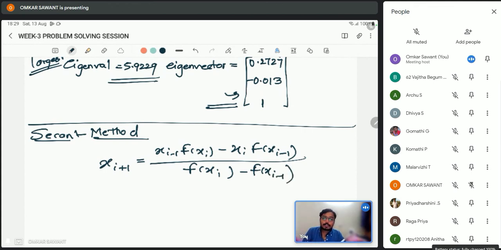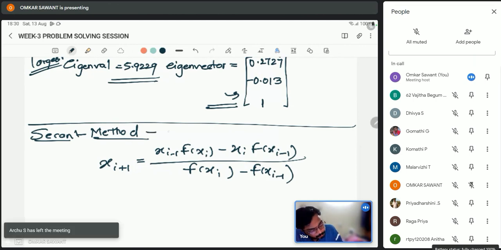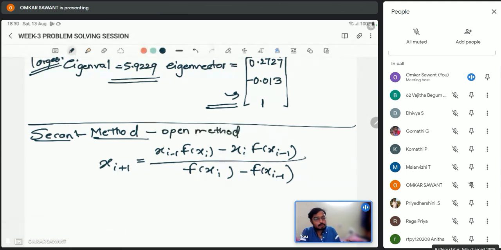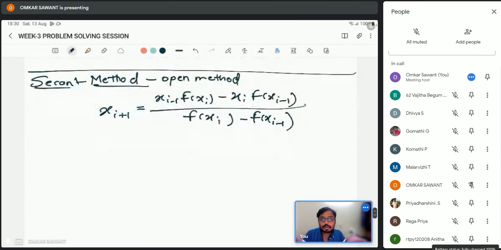Bracketed method always converges. Open method keeps on doing iteration. So these are open methods. We have to take the values of the previous iteration into the next iteration. That is the only difference. We need not check any sign of the function or anything; we just simply go on doing. I'm just solving one iteration for you, and you will get the idea.